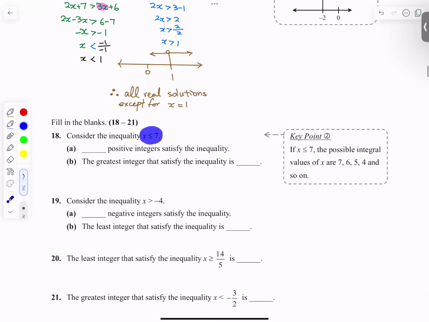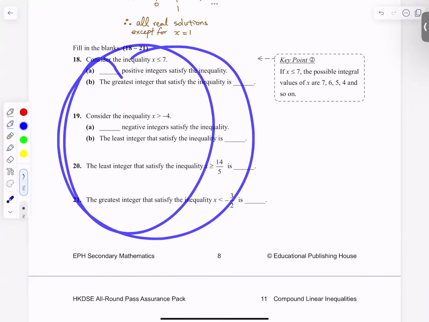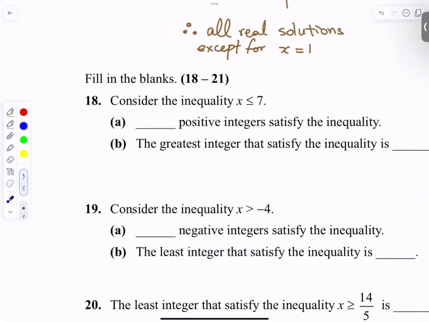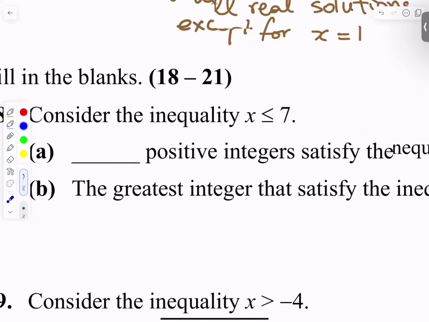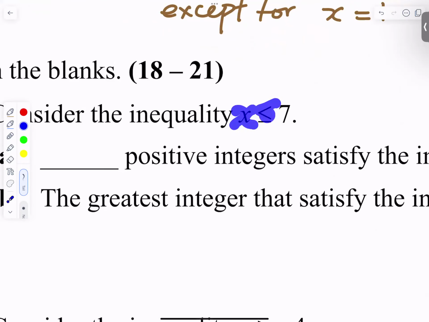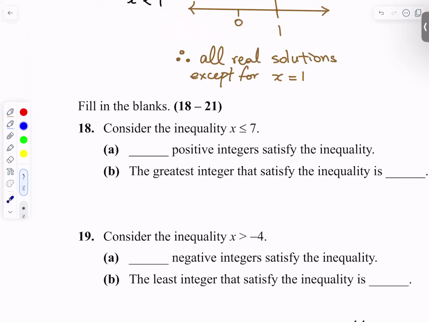Comparing this, you will have to do the part B's. So these are called the part B questions. So what does that mean? Let's say this is your final answer. So what does this mean actually? This means x is smaller or equals to 7. So what are the numbers smaller or equals to 7?